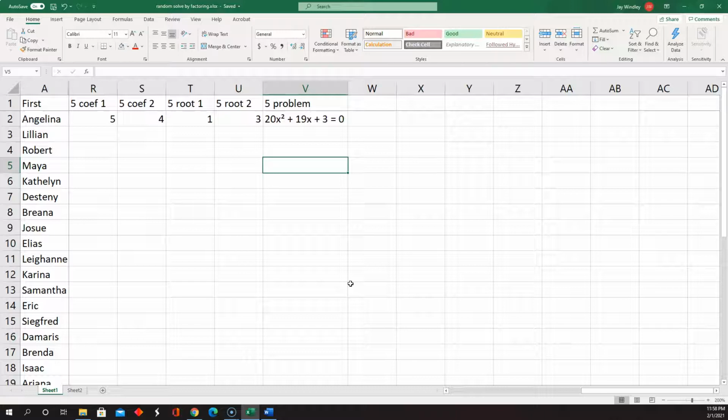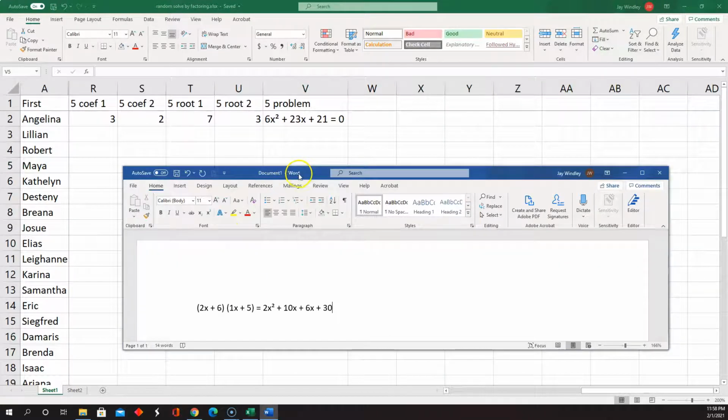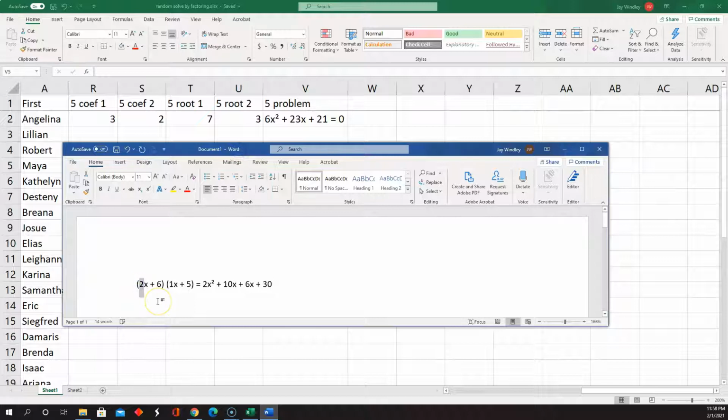So now the leading coefficient, okay, so this problem that we have just generated right here is 3x plus 7 and 2x plus 3. So the 3x times 2x is 6x squared. The 3x times 3 is 9x. The 7 times 2x is 14x. The 7 times 3 is 21. And the 9x and the 14x in the middle makes our 23x. So that problem is working out beautifully.